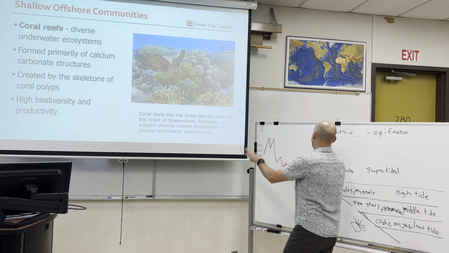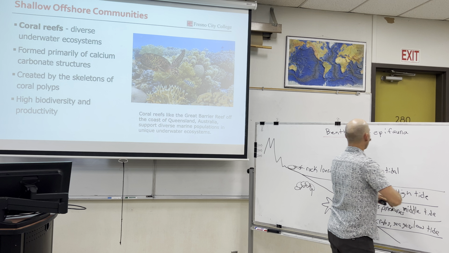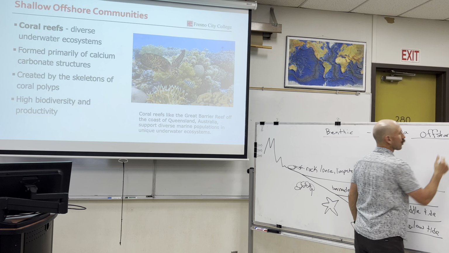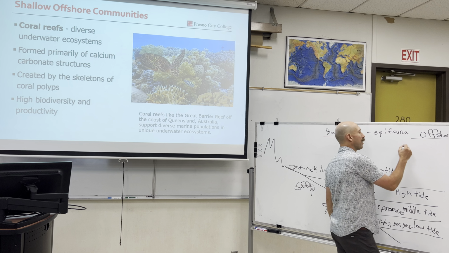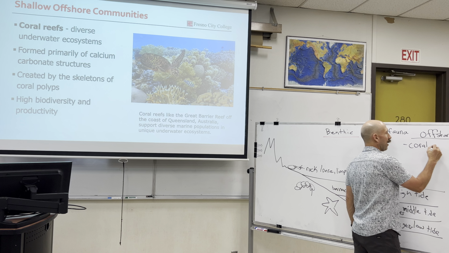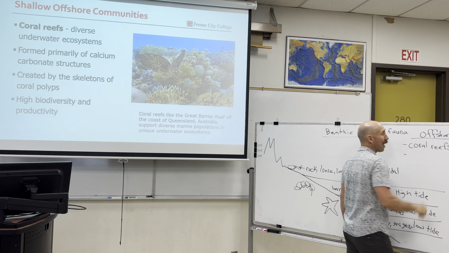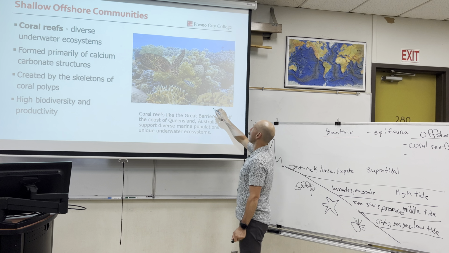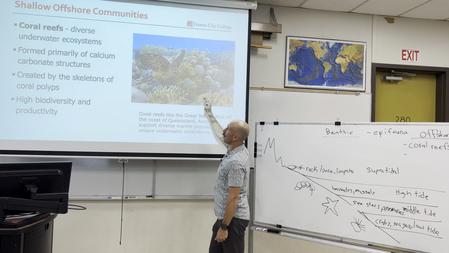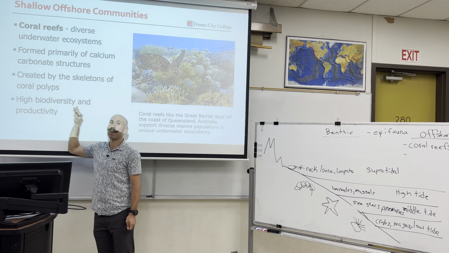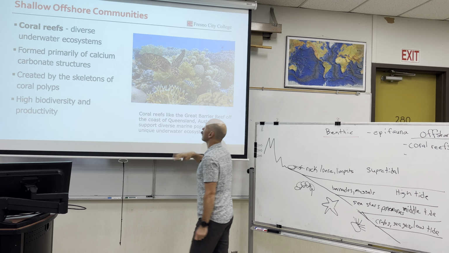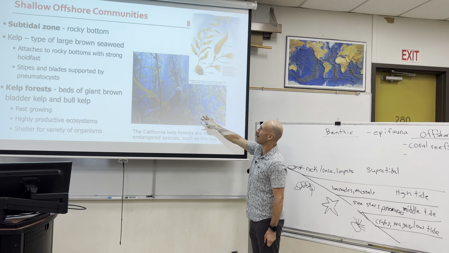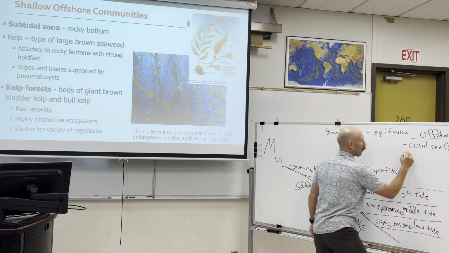When we move offshore, this is going to be the subtidal zone, or areas that are always wet. And two unique habitats that we have occurring here are coral reefs. We have an entire segment, in its own individual lecture, on coral reefs, but extremely diverse ecosystems, keystone species created by coral polyps that support very high levels of biodiversity and productivity.